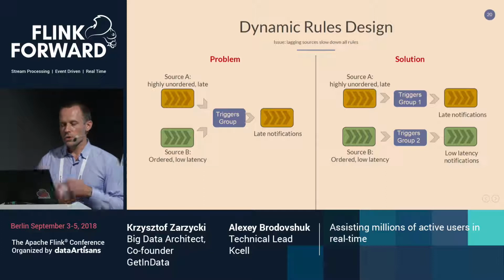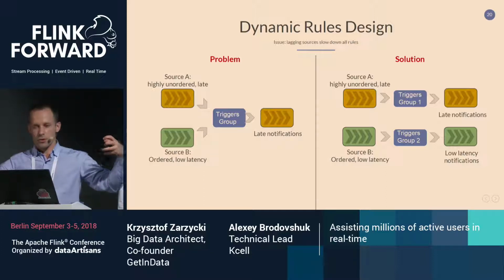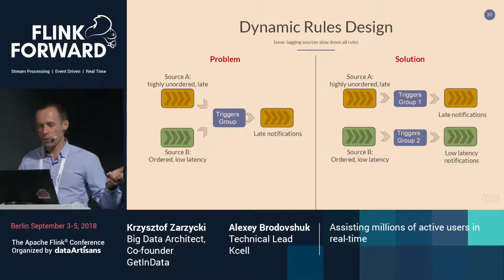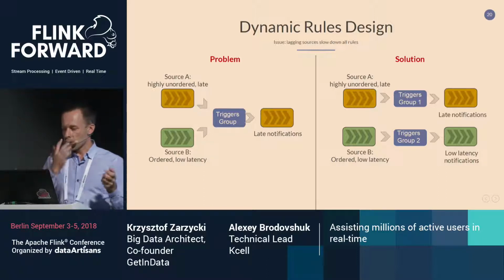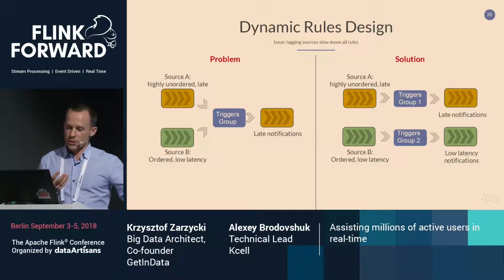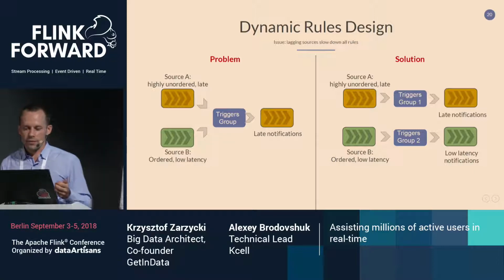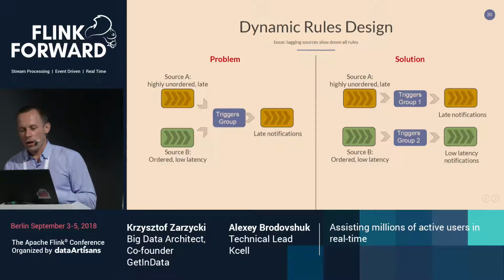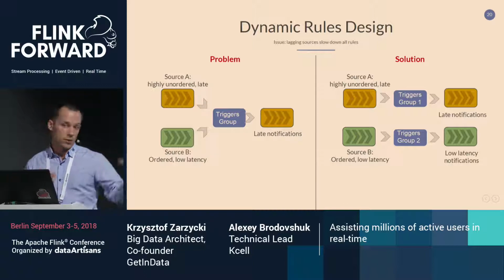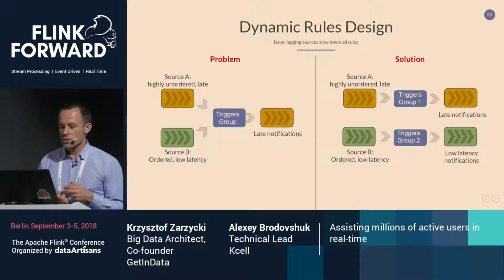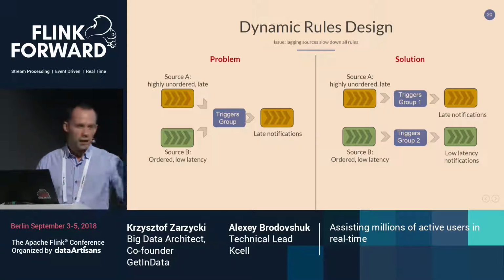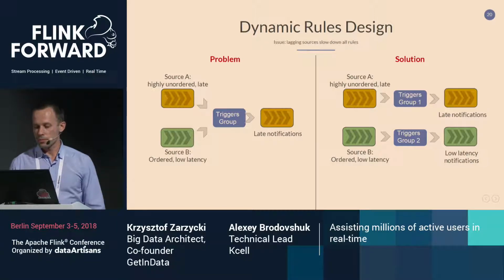So our solution was that we separated the trigger groups. In fact, we don't launch one topology, but we run two or more topologies per trigger group. One topology accepts that unordered, late data, and of course produces late notifications. We cannot work around that. But the other group requires only fast sources, still runs correctly and gives low latency notifications, in a matter of seconds. So our rules can fire in a matter of seconds.